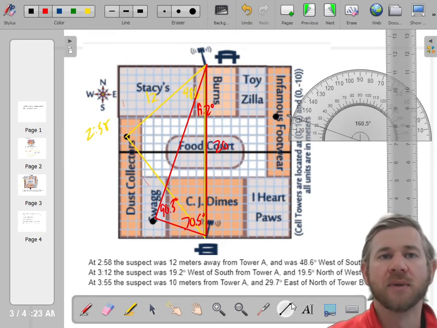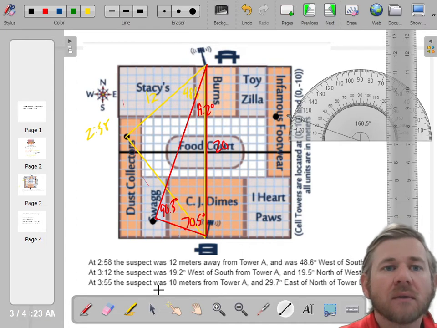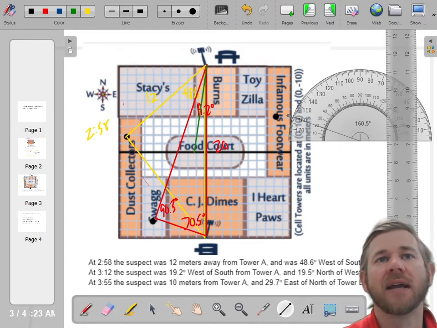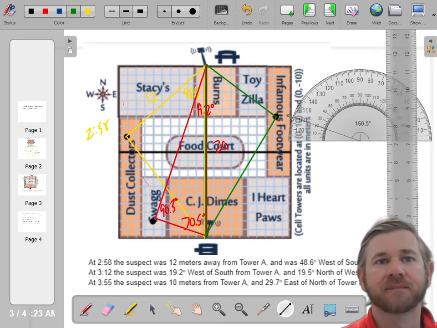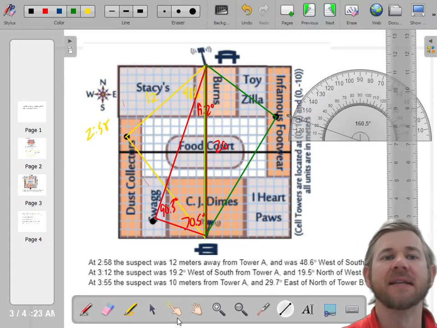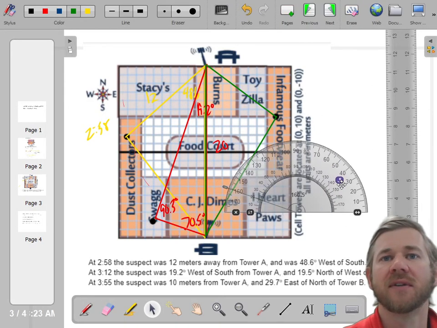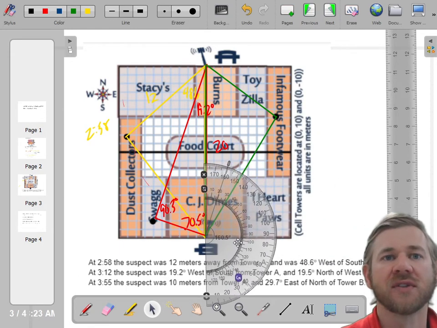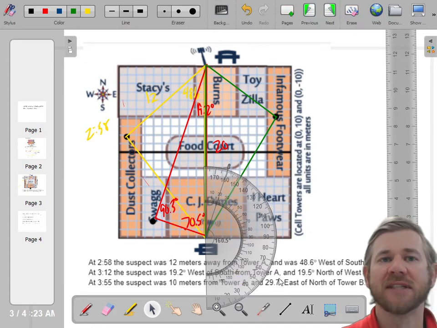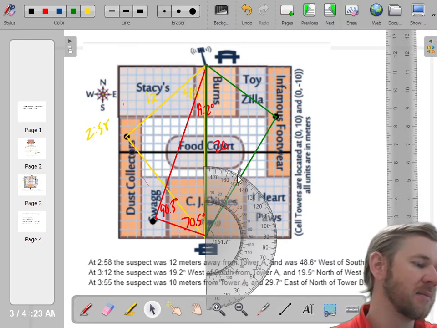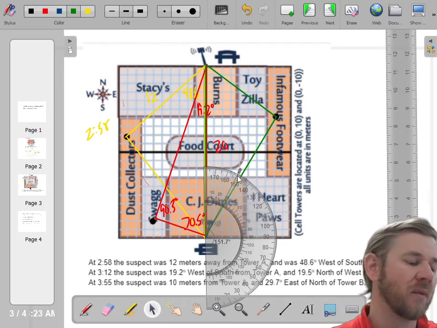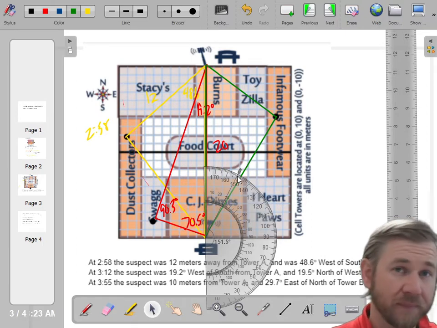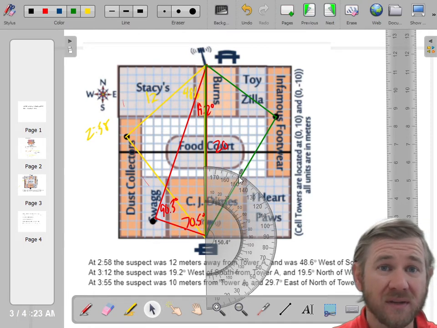One more. This one says we're 10 meters from tower A. So if I have tower A and I measure 10 meters, I'm going to guess that's about 10 meters. And tower B, it says we are 29.7 degrees east of north. So let's try that. 29.7 degrees east of north means I'm first going to run my protractor north-south, and I'm going to measure 29.7 degrees east, which means I'm going to go to the right 29.7 degrees, which again, I got to do 180 minus 29.7, which is 150.3. So 150.3 is about there.